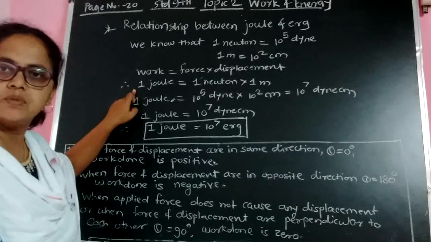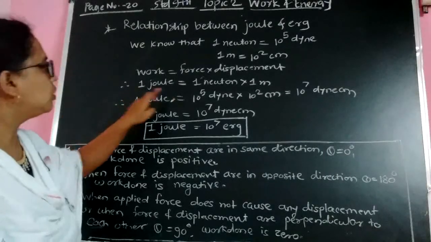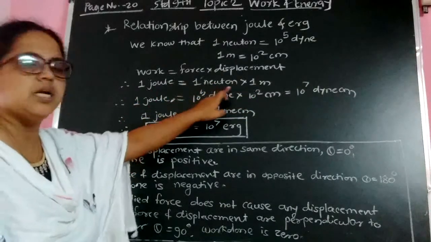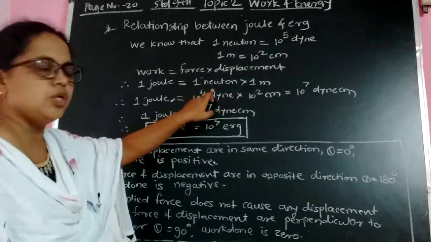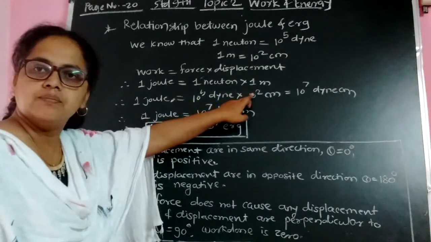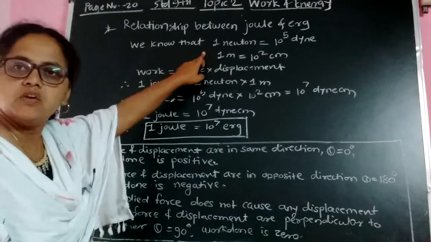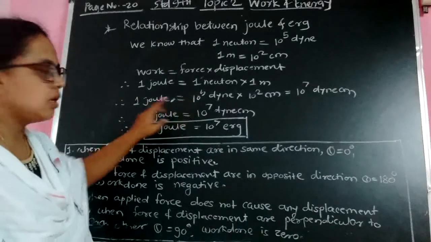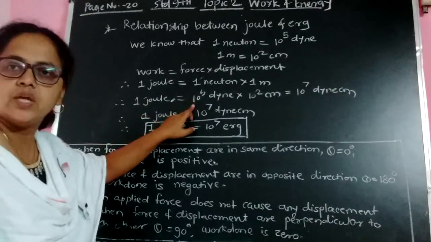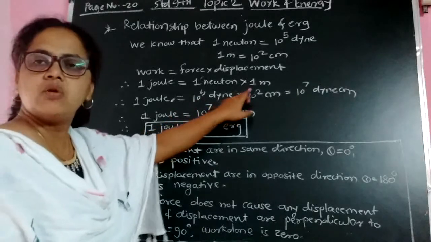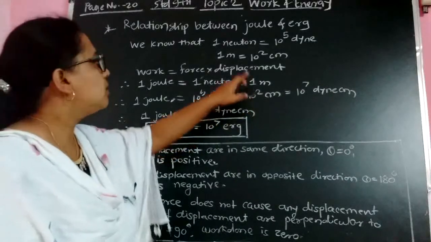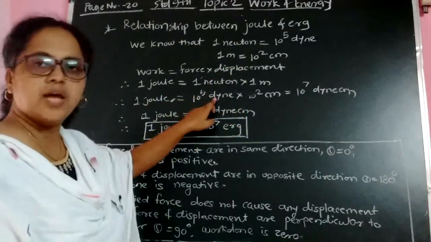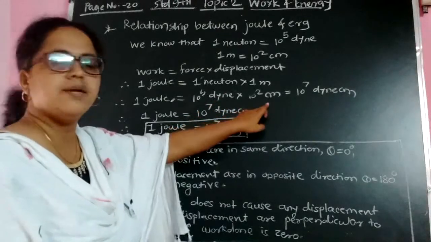Therefore, 1 joule is equal to 1 Newton into 1 meter. Put the value of 1 Newton and 1 meter. 1 Newton is equal to 10⁵ dyne. Put this value here. Therefore 1 joule is equal to 10⁵ dyne into the value of 1 meter, which is 10² centimeter. That is 10⁵ dyne into 10² centimeter.